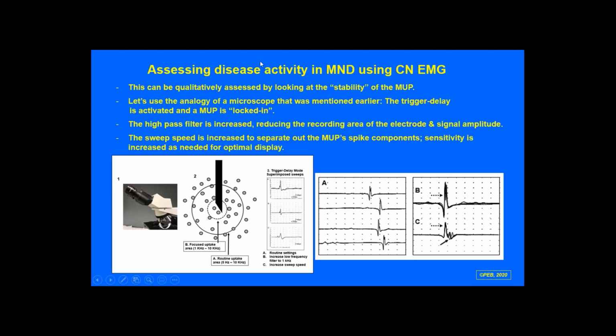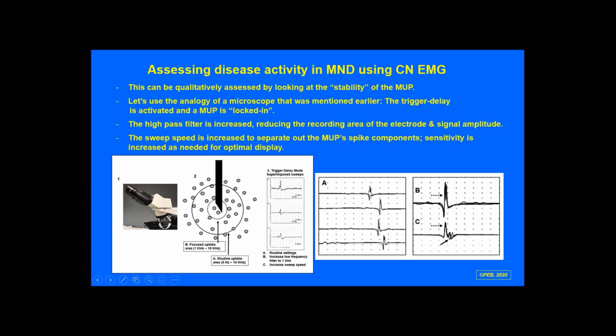So assessing disease activity in motor neuron disease using concentric. So again, we can qualitatively look at this as stability, and we can again use that analogy of our microscope going from the low power to the high power, bringing the high power down and focusing by reducing our territory of recording substantially. So we're looking at the microenvironment of the motor unit, if you will, right around the tip of the electrode. And it's kind of a three-step process. We're changing the open bandwidth filters of 5 to 10 kilohertz or whatever you typically use in your lab, and run it up to 1 kilohertz. You don't change the upper part.